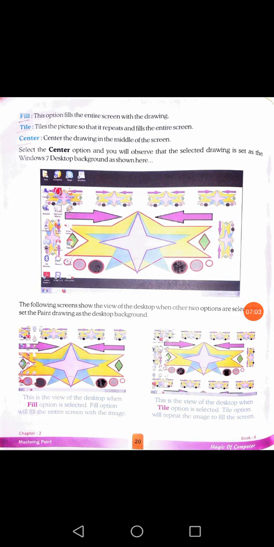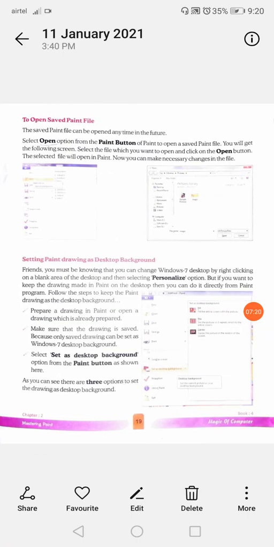Okay, so students, what we have covered till now: we have covered how to start Paint, and we have learned different shortcut keys regarding Paint, right? Control plus N, Control plus O. Different options we have seen. We have also learned how to open a saved file.